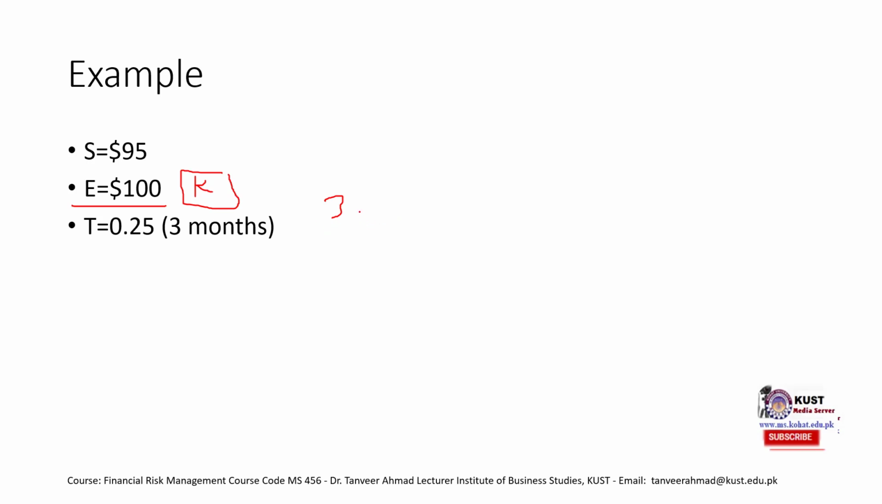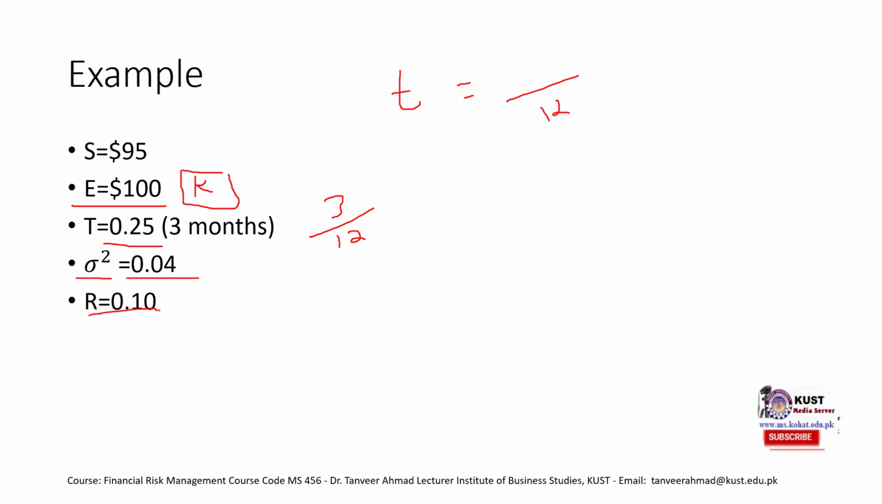So the contract would expire in 3 months. So if we divide it by 12, we would get 0.25, right? So in formula, T would be equal to number of months divided by 12. Then we have sigma square, which is variance. It is 0.04. The risk-free rate is 0.10 or 10%.